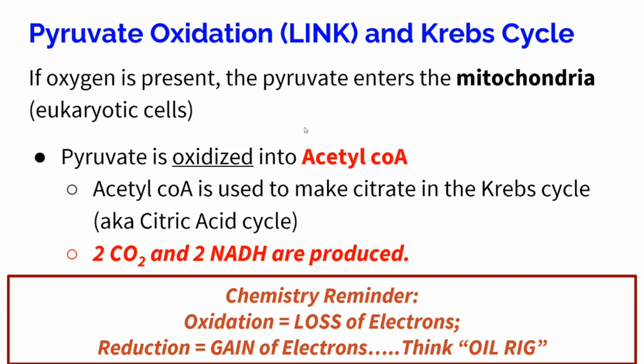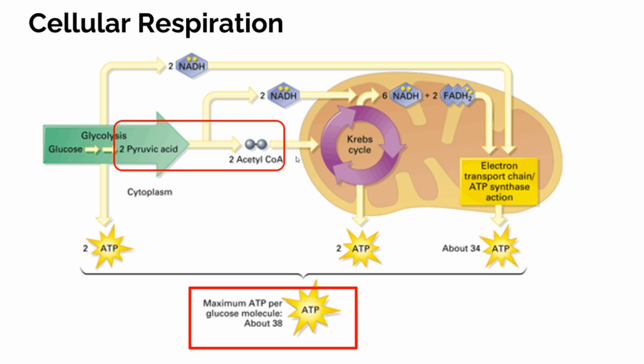All right, so here's the first step of pyruvate oxidation. That's this next step. If oxygen is present, the pyruvate enters the mitochondria, in the eukaryotic cell. That's something really important to understand. We will talk more about this later, but in order for this step to happen, oxygen has to be present inside of the cell. So we have to have oxygen available. That's why we breathe, essentially, is to get the oxygen. And the oxygen that we breathe ends up going right here into this step, into the pyruvate. If we don't have oxygen, acetyl-CoA cannot be made, and then we do not go into the Krebs cycle.